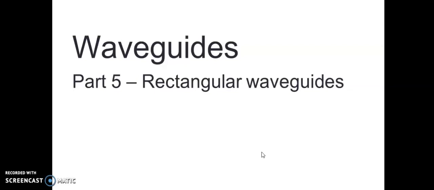Therefore, practical waveguides are usually uniform structures with cross-sections of the enclosed variety. The simplest of such cross-sections are rectangular waveguides and circular waveguides. But rectangular waveguides are more commonly used in practice than circular waveguides. So here we are going to study rectangular waveguides in detail.